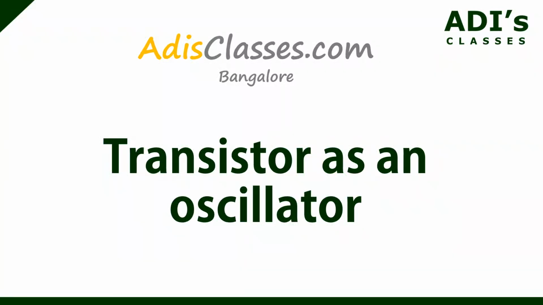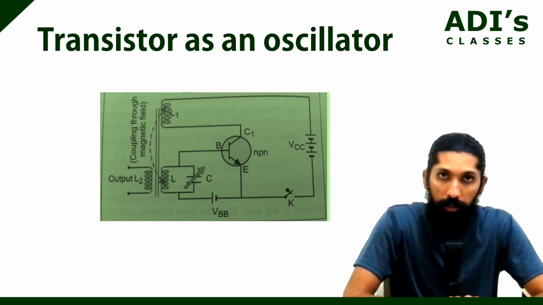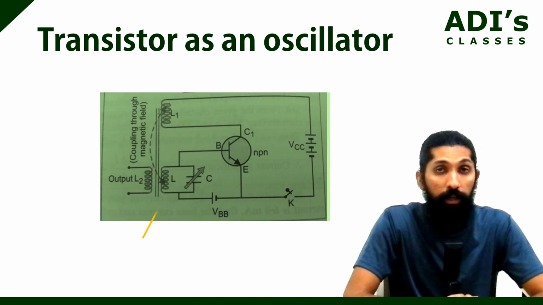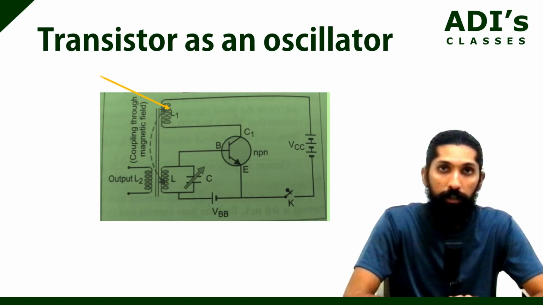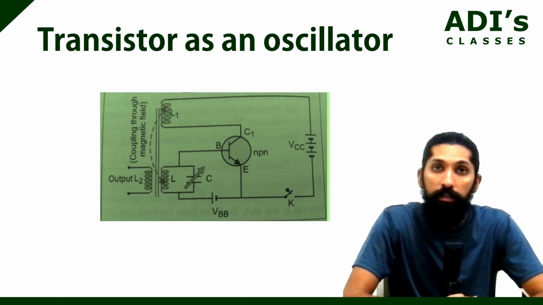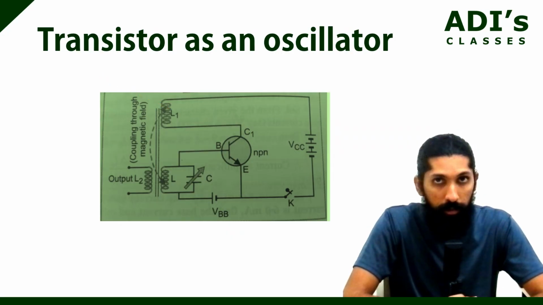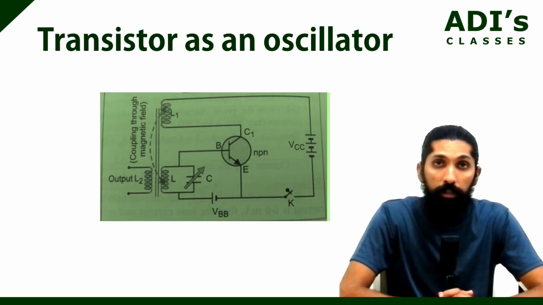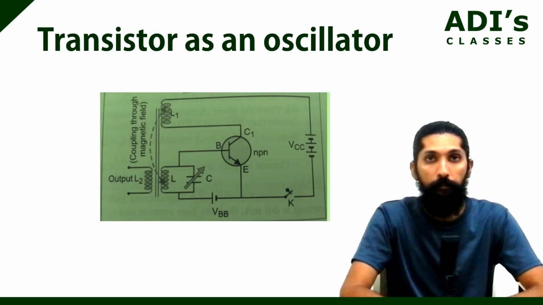Let's understand how a transistor can be used as an oscillator. Look at this particular circuit. Here you have that inductor L and you have another inductor L1, correct? Now L is connected to the base-emitter circuit, the EB circuit. L1 is connected to the collector-emitter junction, as in that particular circuit.